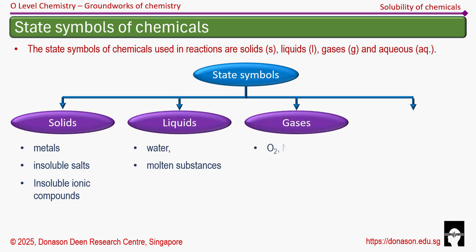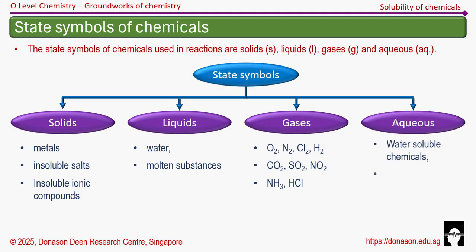All the diatomic and monatomic elements, such as oxygen, hydrogen, nitrogen, chlorine, fluorine, helium, argon, etc., and simple molecular compounds, such as carbon dioxide, nitrogen dioxide, sulfur dioxide, ammonia, hydrogen chloride, water vapor, etc., all use the state symbol of gases. Aqueous state symbol would be used for compounds that are soluble in water, such as the soluble acids and alkalis, as well as the soluble ionic compounds.